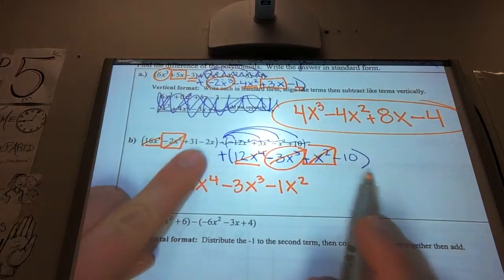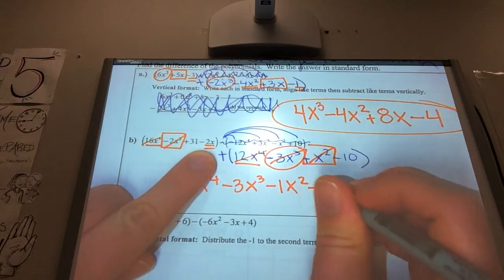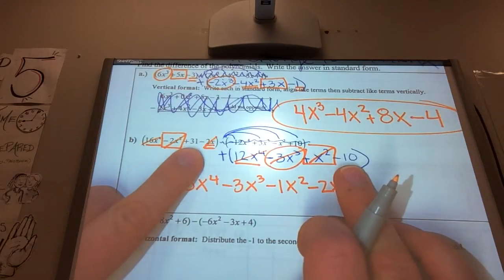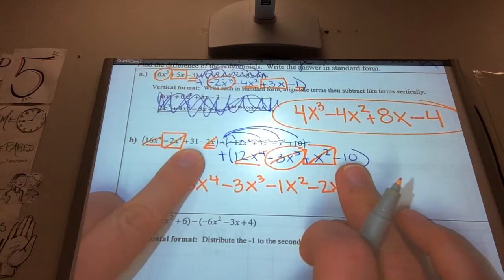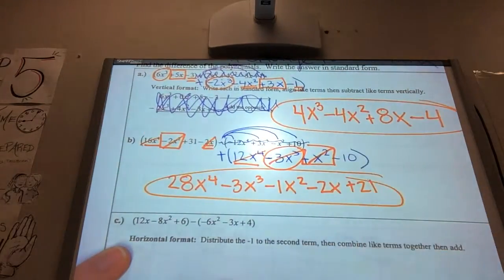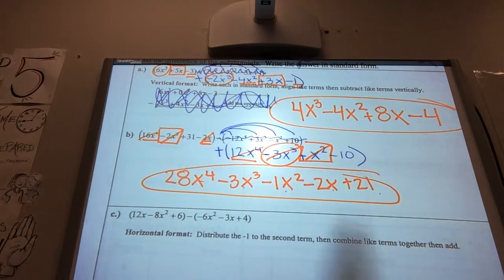So then what's left? Well, I have negative 2x, right? That's just all by itself. I can cancel that out, and then this is all that's left, 31 minus 10, which gives me 21. And that's my answer. I can't combine anything because none of these are like terms. They all have different exponent values.